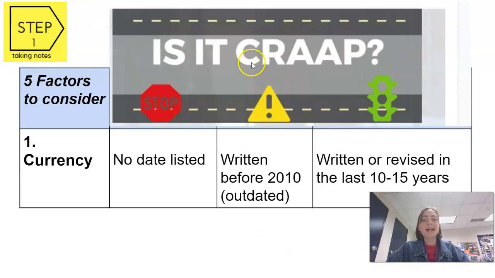So the CRAP test, CRAP is an acronym, C-R-A-A-P, and so there's 5 factors we're going to look at to see if a source is credible.